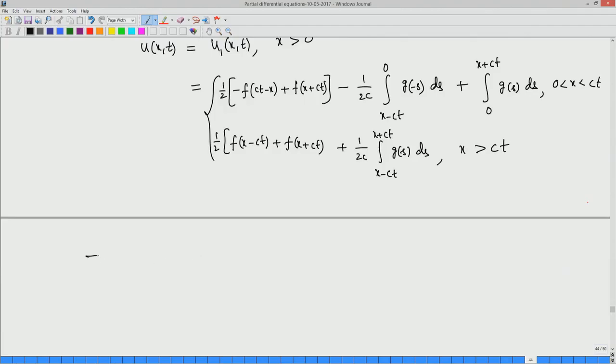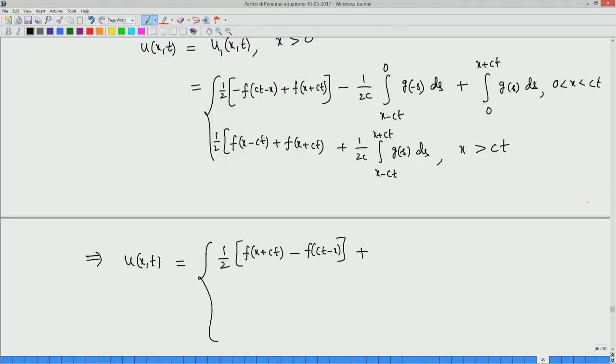If you rewrite and simplify, you have a nice form here. This is half times f of x plus ct minus f of ct minus x. Now this you can combine.